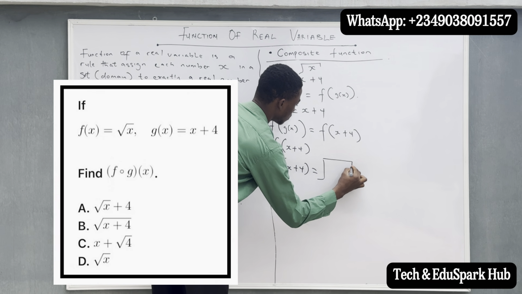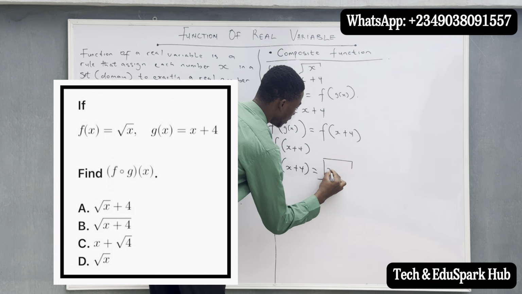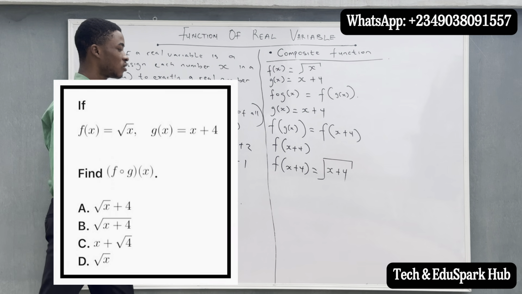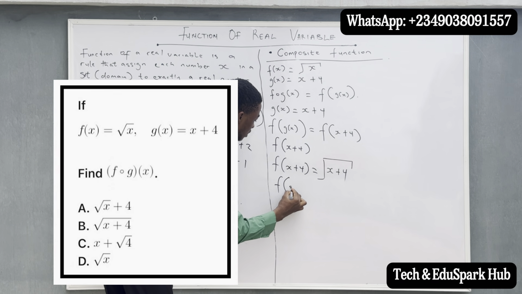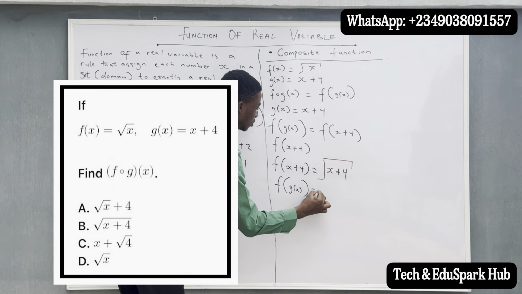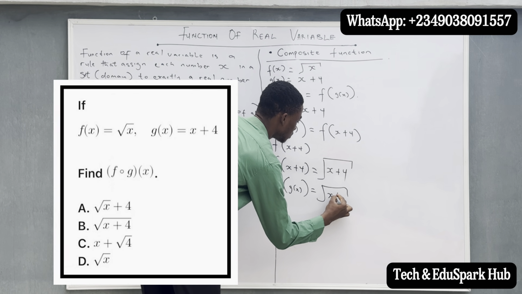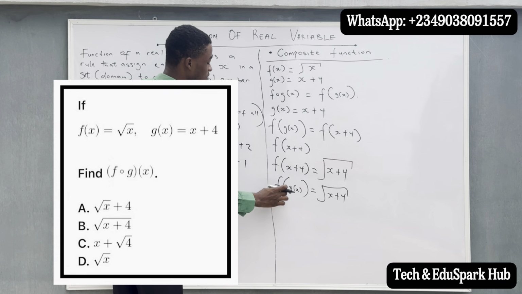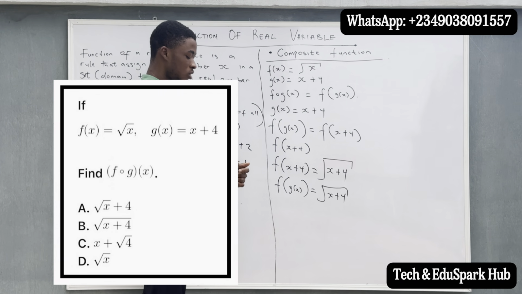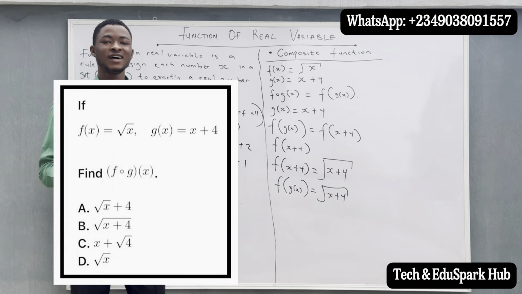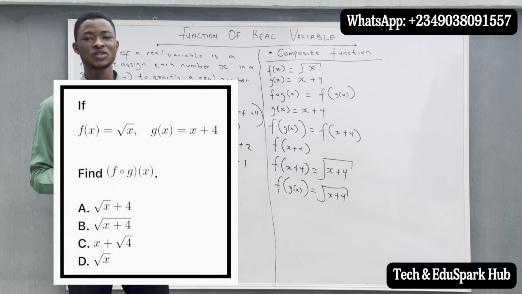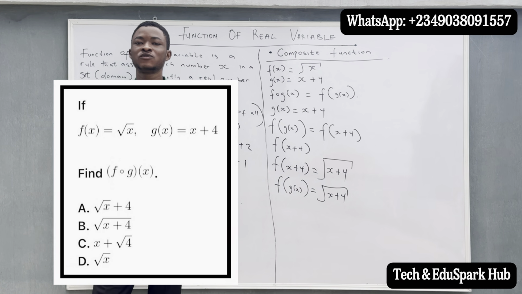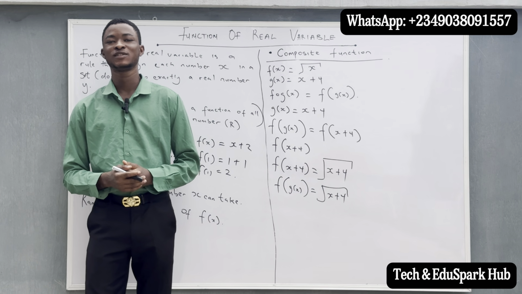So in doing this, we have our f of x plus 4 to be equal to square root of x plus 4. So this is giving us our final answer to question of this type. So you can just write it as f of g of x to be equal to square root of x plus 4, because the x plus 4 is the same thing as g of x. So that is why we are having f of g of x to be equal to square root of x plus 4. You can see the correct option as displayed on the screen. So let's move to another example still on the composite function.